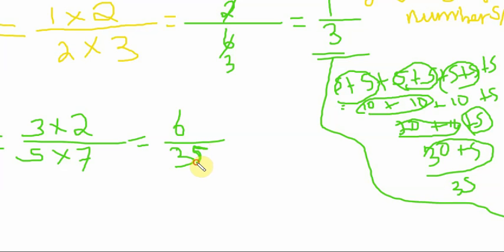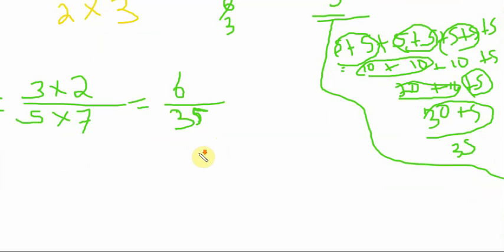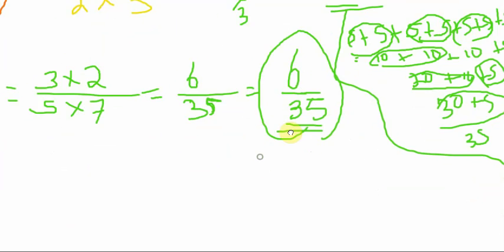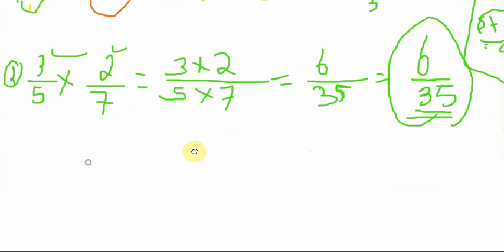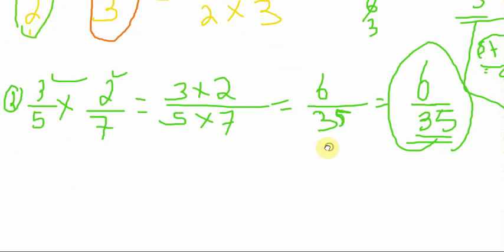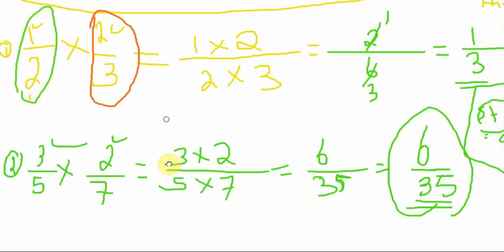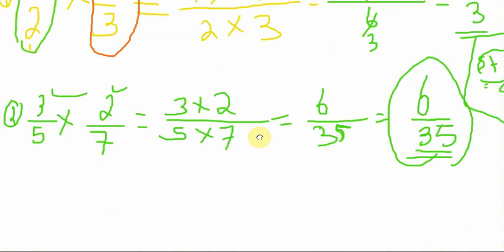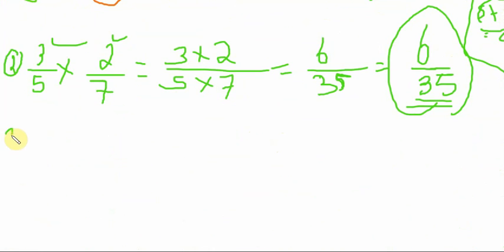5 times 5 is 25, 5 times 6 is 30, 5 times 7 is 35. So it's 6 over 35. Yep, 6 over 35, the final answer. Can't simplify that one for now. Okay. Let's do one more.